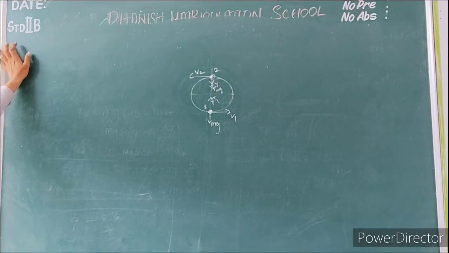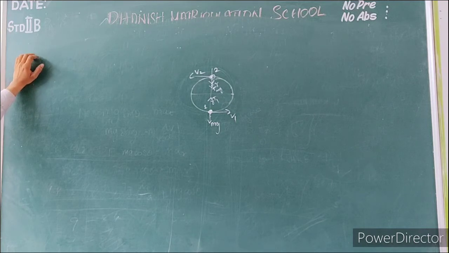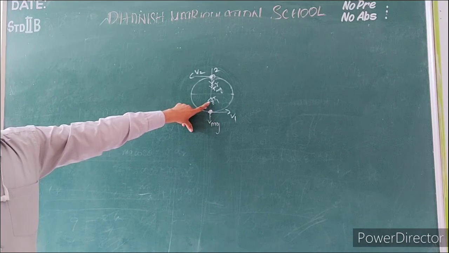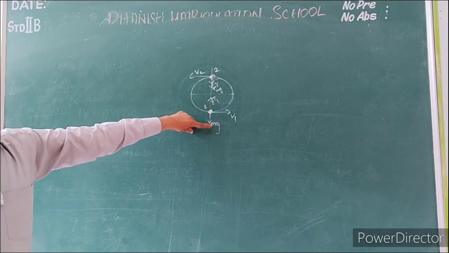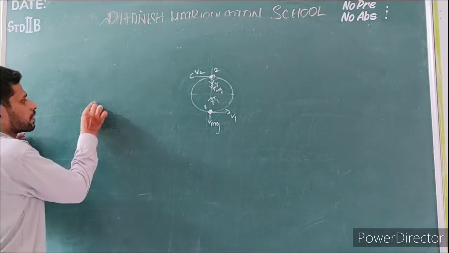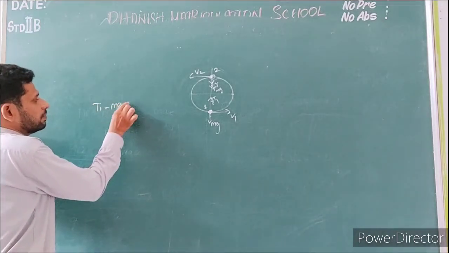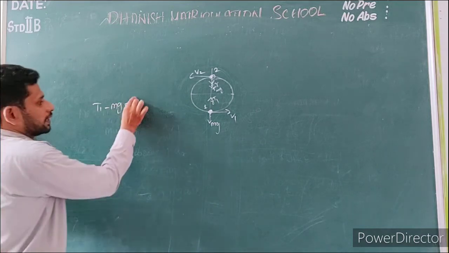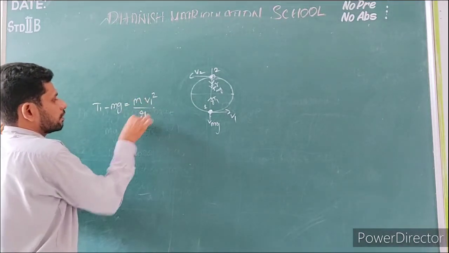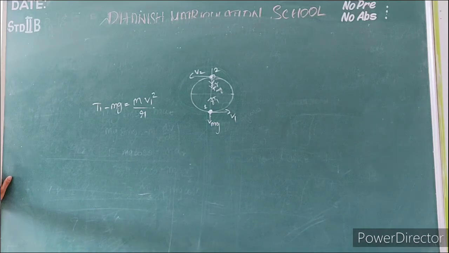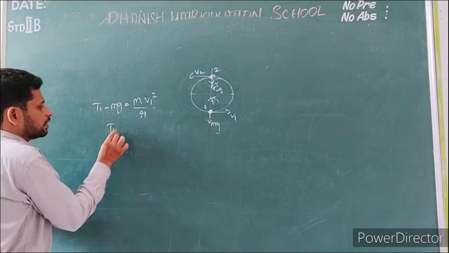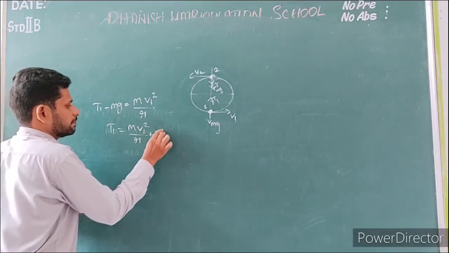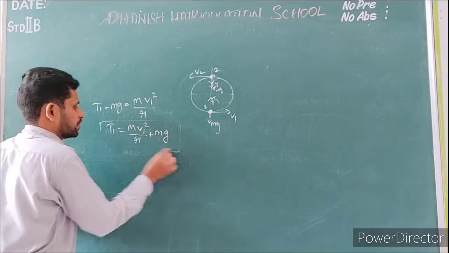Now, what will happen at the lowest point? Look at the picture. T1 is acting in the y direction and mg is acting in the opposite direction. So T1 minus mg will be equal to the centripetal force, mv1 squared by r. So T1 will be equal to mv1 squared by r plus mg. This is one of the equations.